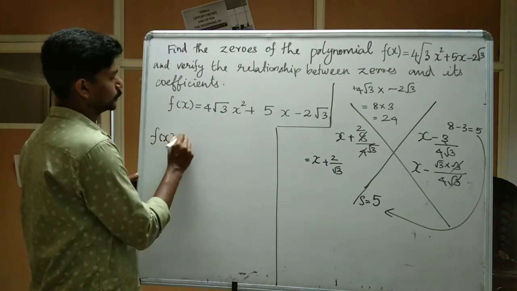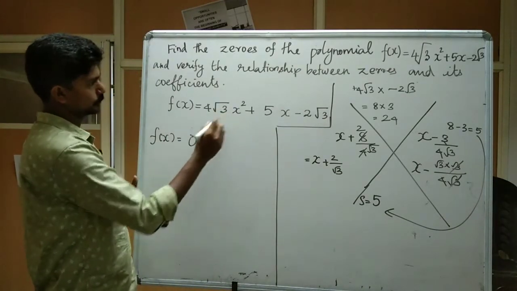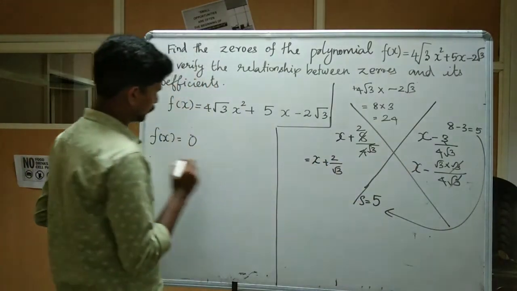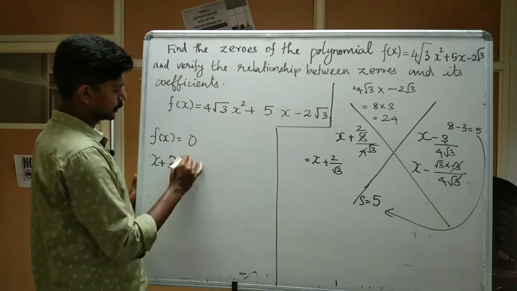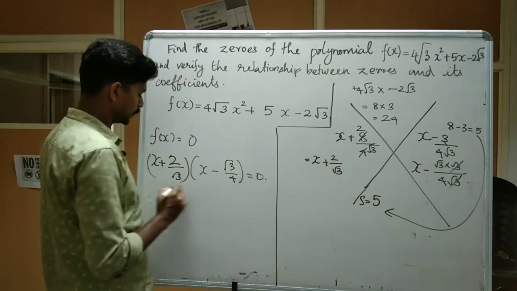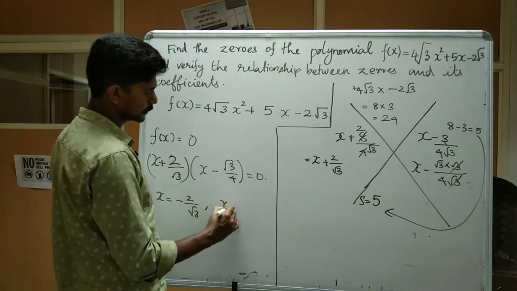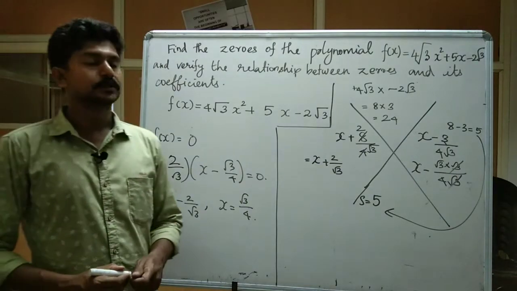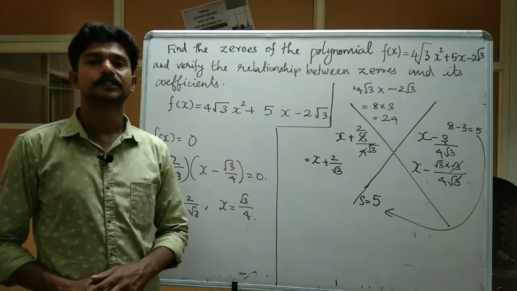f(x) is equal to 0, so now we have the two factors: x plus 2 by √3 into x minus √3 by 4 is equal to 0. So we get x is equal to minus 2 by √3, and another one, x is equal to √3 by 4. So these are the zeros. In this way we can find the zeros.